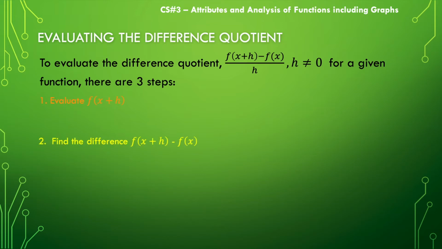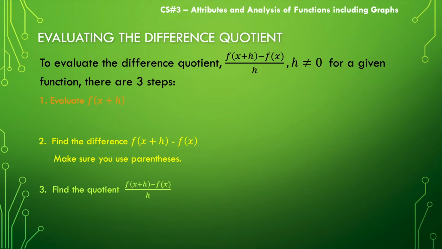The next thing you're going to do is, once you have found f of x plus h, subtract your given function from it. So f of x plus h minus f of x. Notice that that is the numerator piece of the difference quotient, or the difference in the difference quotient. One thing you need to remember is that you are subtracting the entire function, so you want to make sure that you use parentheses in this step.